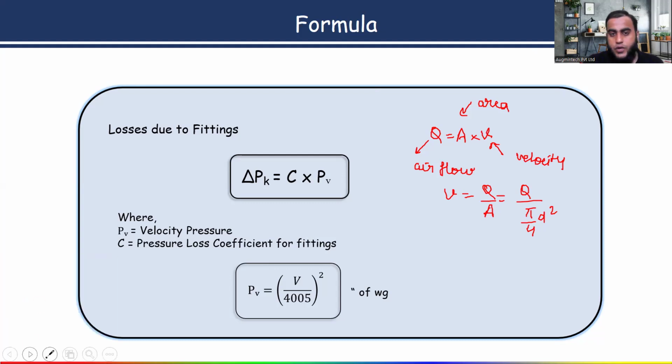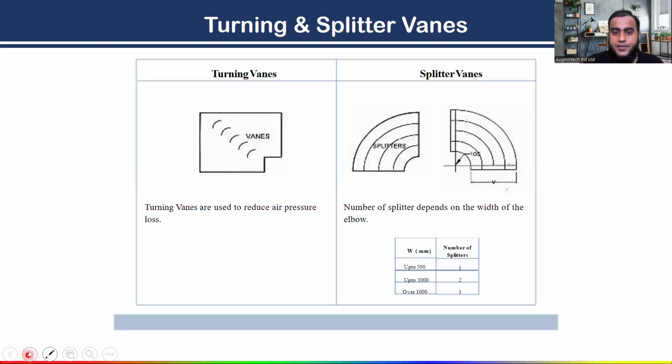So to calculate the losses due to fitting, you have to use this formula. Simple. And here, see, the turning vanes and splitter vanes are given. What is a turning vane? Why are we using turning vanes in ducting? Turning vanes are used to reduce air pressure loss. Splitter vane, basically for what purpose are we using a splitter in an elbow? Fast, let me know all of you. Of course, everything you will get from the software or manually also.